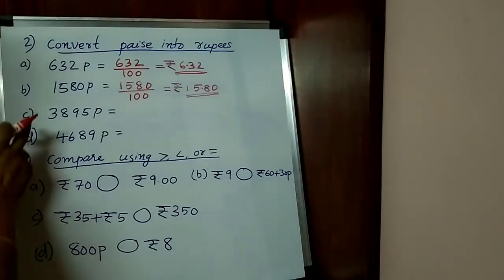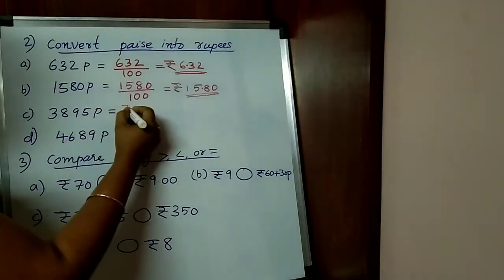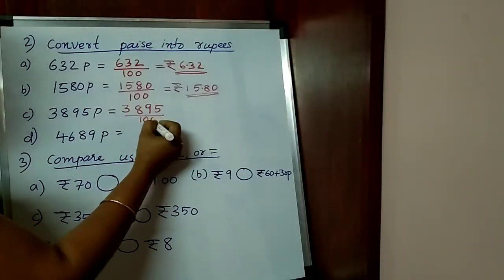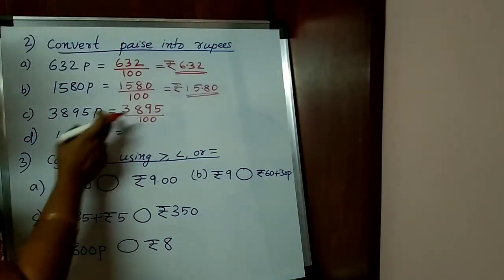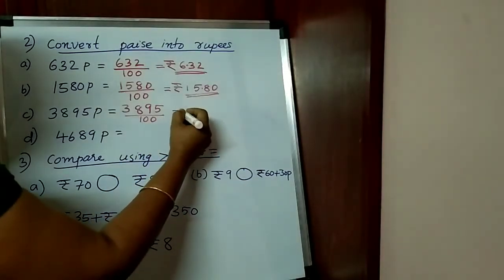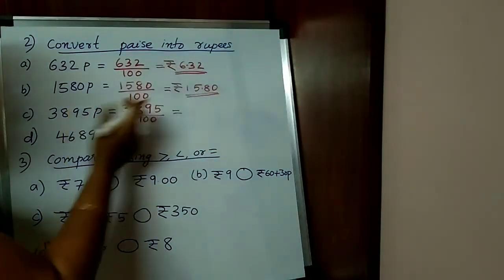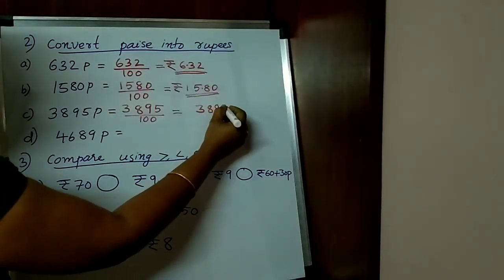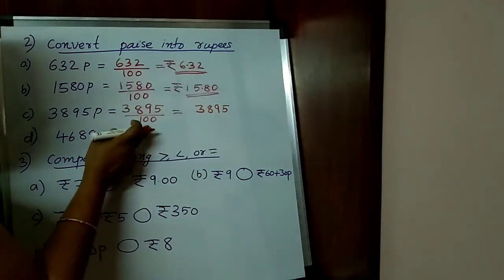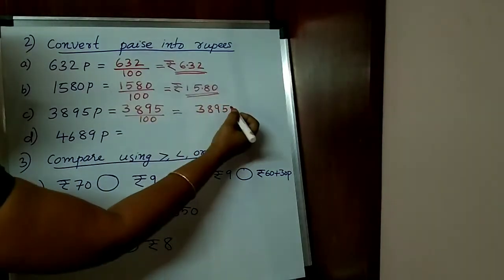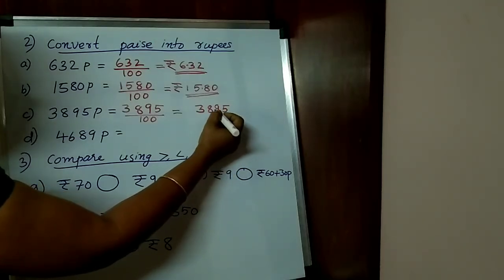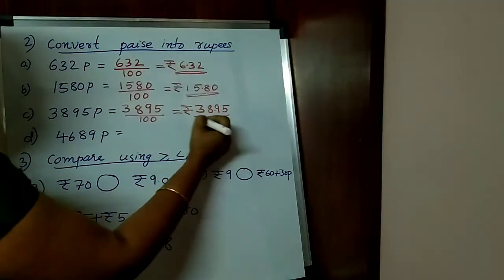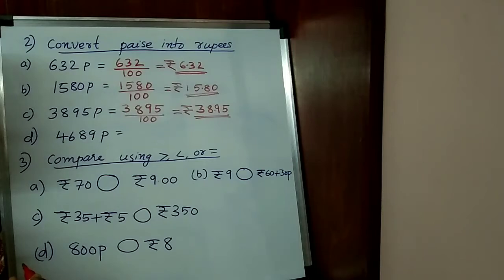Okay. Then, question number C, 3,895. Here also you convert this paise into rupees. Here also what is the rule? Same rule. First step, simply you write the numerator 3,895. Then you count the zeros, 2 zeros in the denominator. So starting from the right side, after 2 digits, you put one dot. Then how many rupees? 38 rupees, 95 paise.